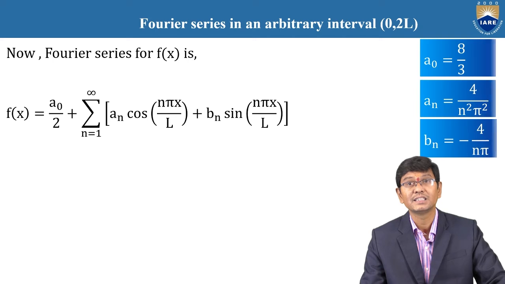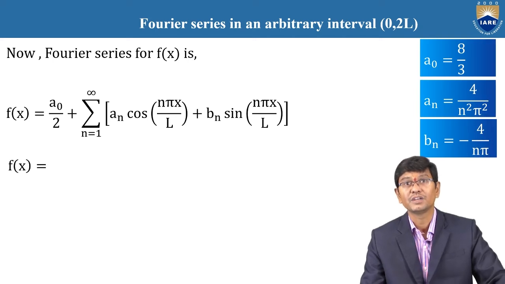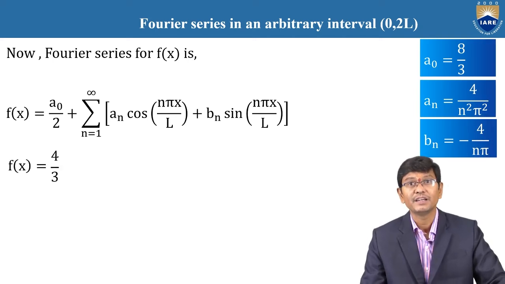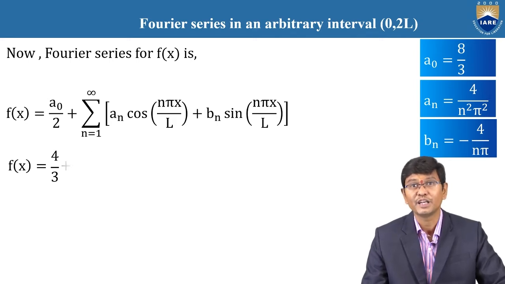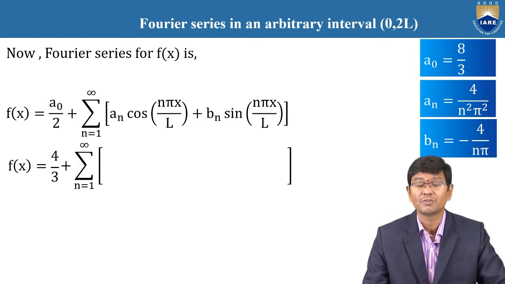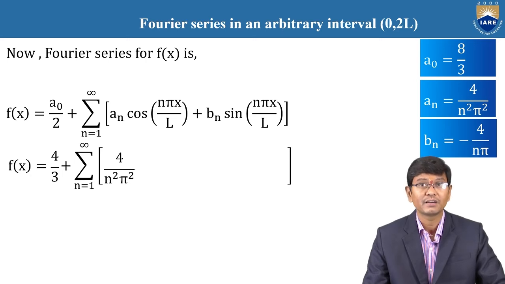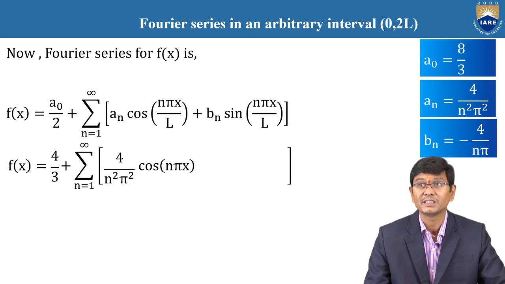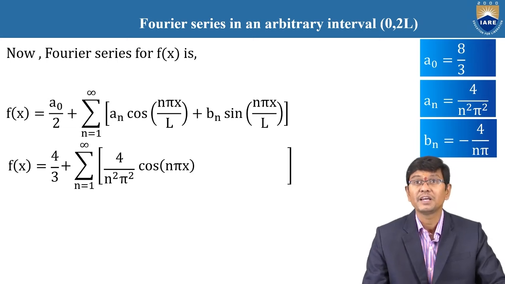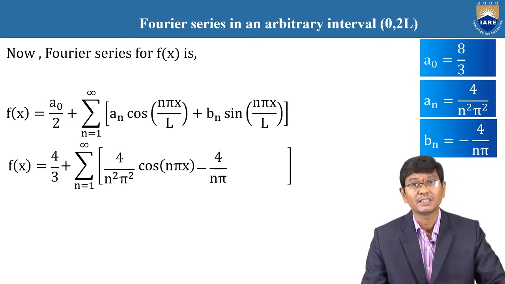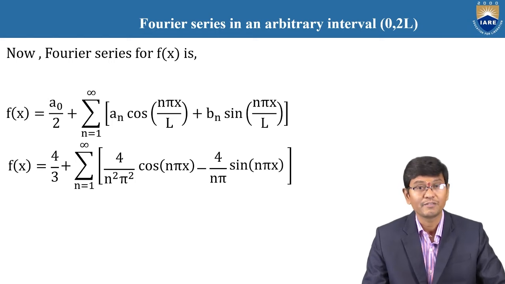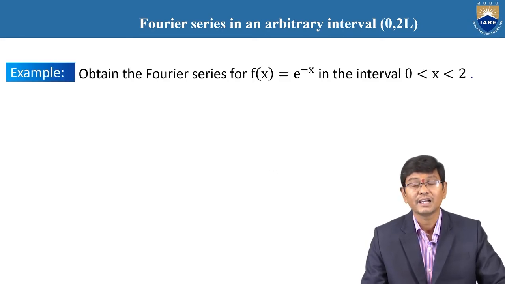Therefore, the final series is f of x equal to 8 by 3, and dividing by 2 to cancel, it is equal to 4 by 3 plus summation n equal to 1 to infinity. The an value we already know is 4 by n square into pi square, therefore 4 by n square pi square into cos n pi x, plus bn, which we also completed, that is minus 4 by n pi. Therefore, minus 4 by n pi into sin n pi x is the required Fourier series. This is a clear example.